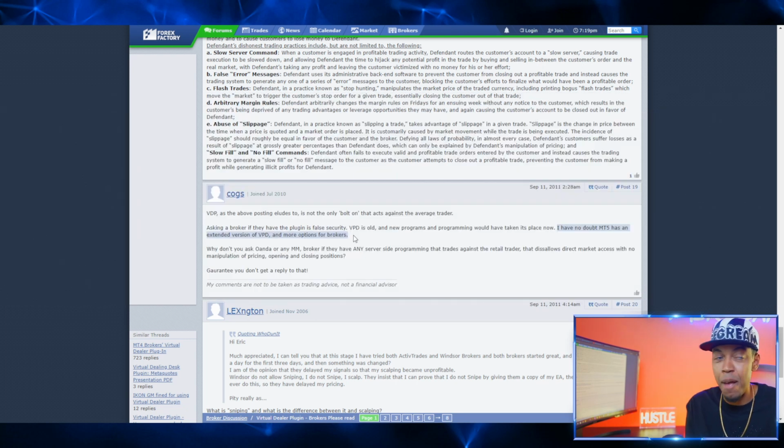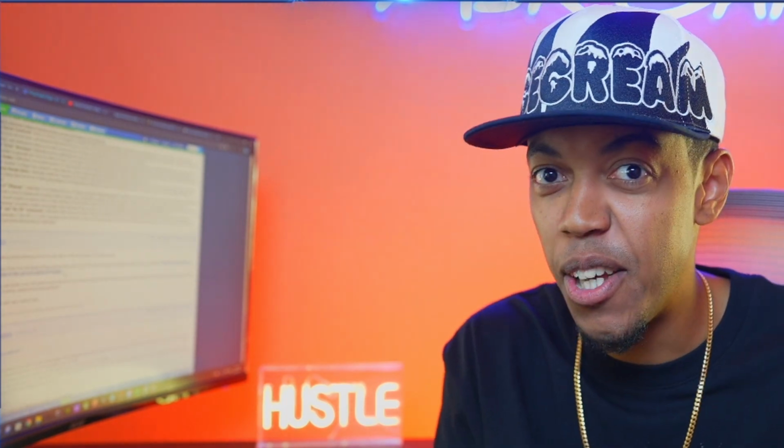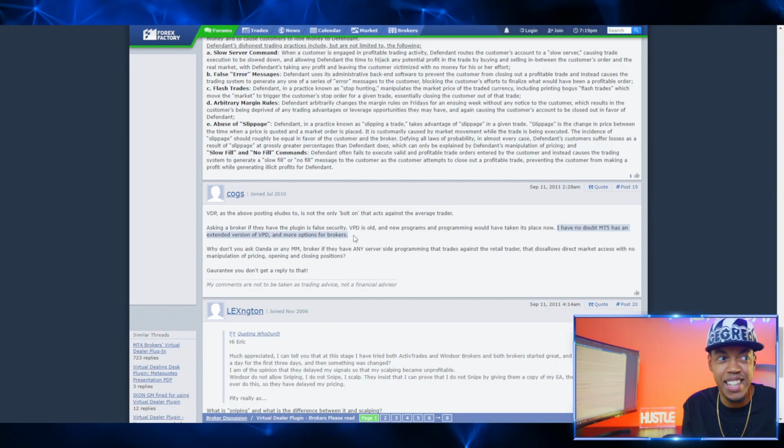So keep in mind that if you just have this plugin and you're a legitimate broker, you could still be using this plugin to manipulate the markets against your own clients, which would obviously be against the regulations of the United States and regulations of the actual broker. VDP is the reason why MT4 and MT5 were removed from the App Store, and the reason why MT5 has been removed from a lot of these regulated brokers.